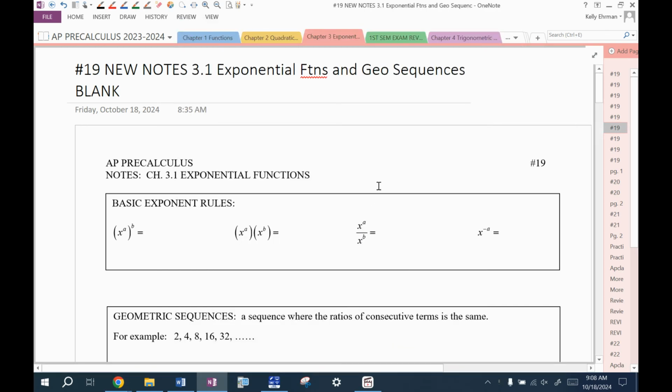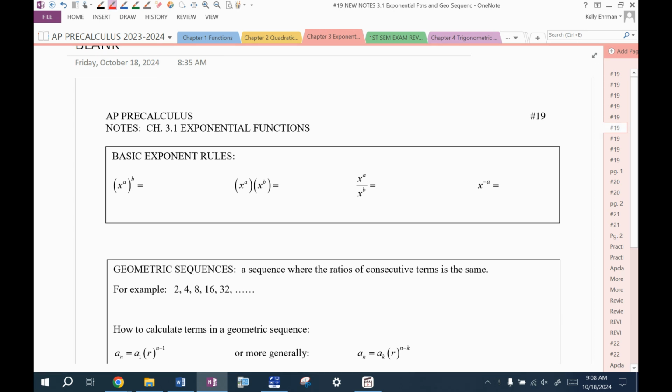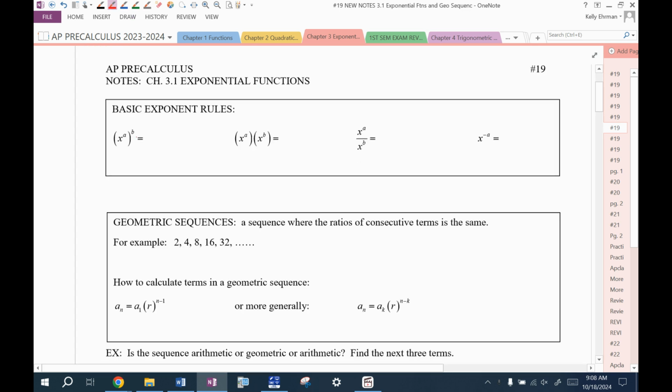All right, so starting chapter 3, we have a couple of things to look at before we get into exponential functions. But because we're going to be looking at exponential functions, I need to remind you about just basic exponent rules. This will come into play as we simplify some expressions. So remember that when you're raising a power to a power, you multiply your exponents. So x to the a raised to the b power is x to the a times b. If you are multiplying x to the a times x to the b, that is x to the a plus b. You add your exponents.